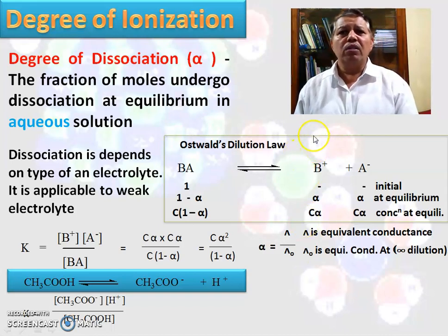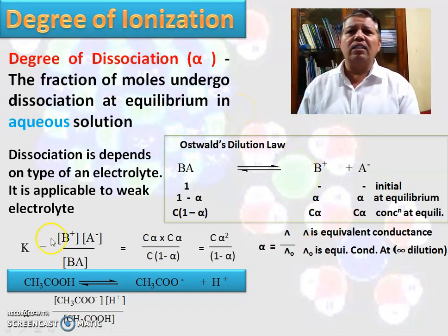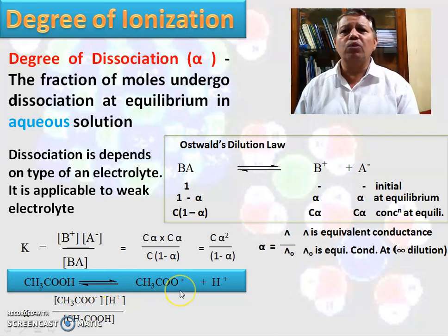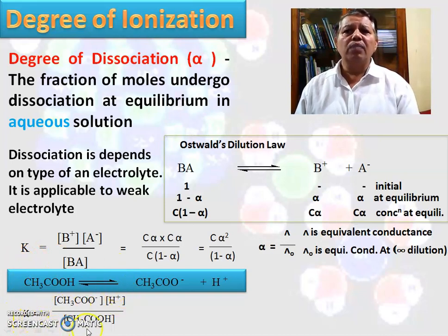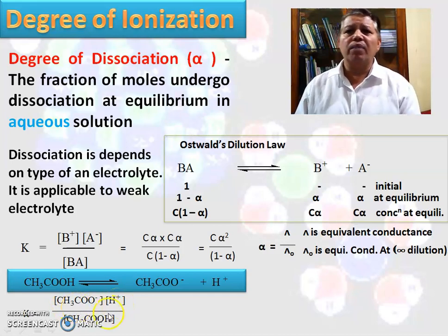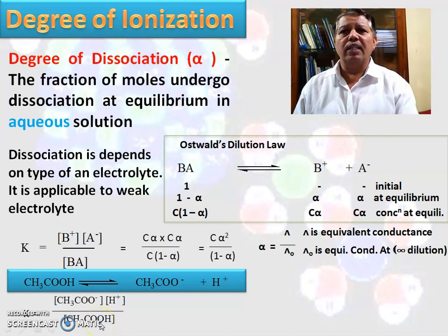In the case of a weak acid, suppose acetic acid dissociates into acetate ion plus hydrogen ion. The equilibrium constant for the acid, Ka, can be calculated as the concentration of acetate ion into the concentration of hydrogen ion divided by the concentration of acetic acid.